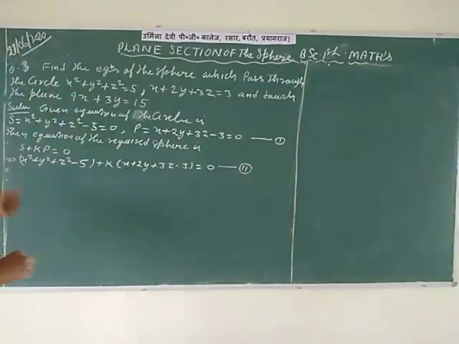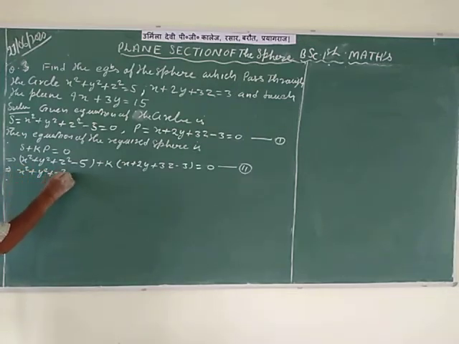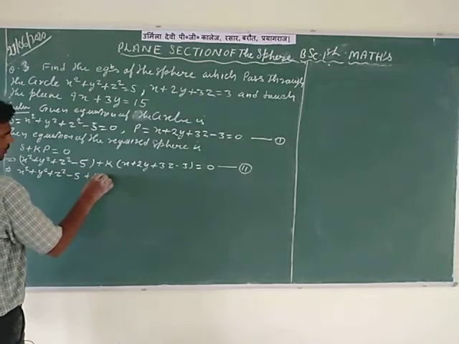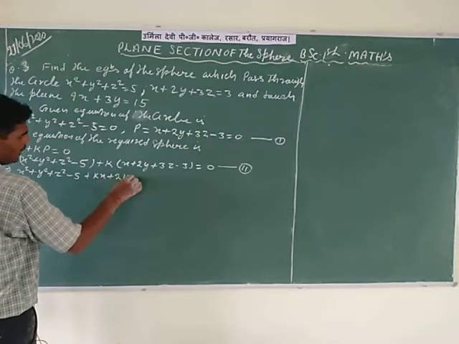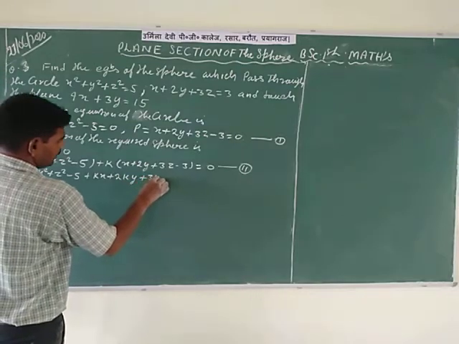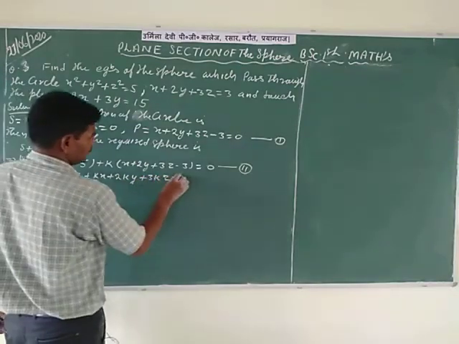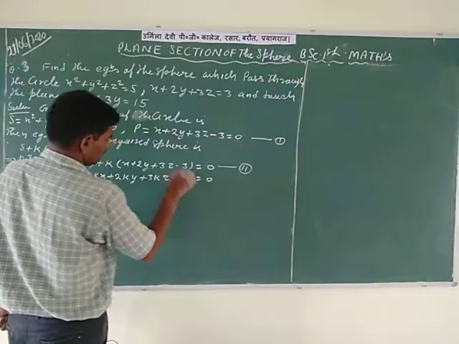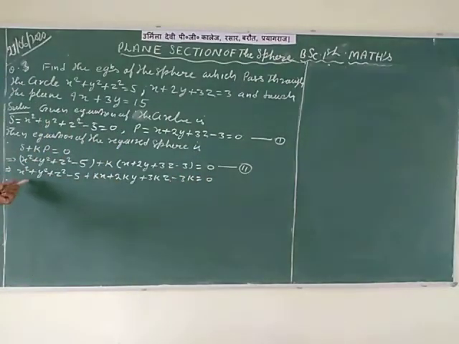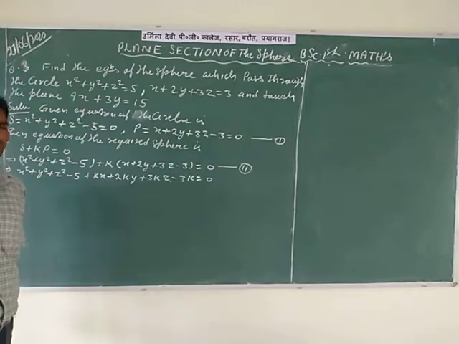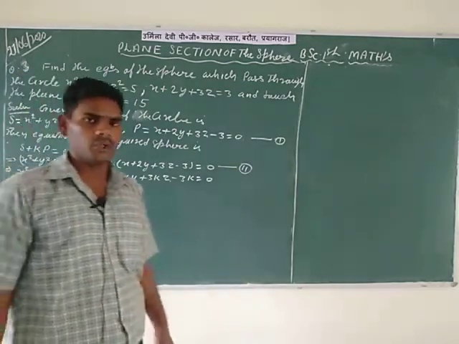and after simplifying this, it is represented as x square plus y square plus z square minus 5 plus k times x plus 2k y plus 3k z minus 3k is equal to 0. Here first write the higher power of the variables x, y, z, and after that the lower power, and after that the numerical values, meaning power 0.